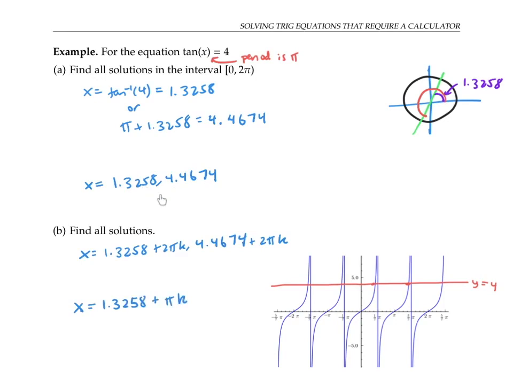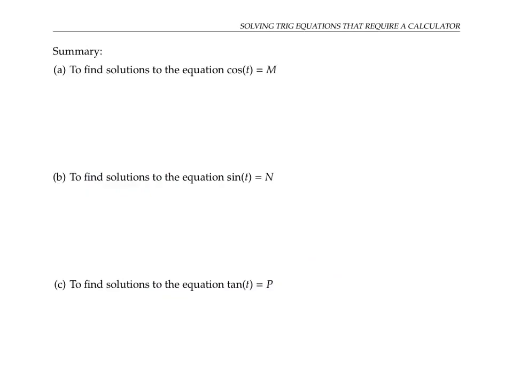Because these two solutions differ by exactly pi, taking the first solution and then adding multiples of pi will capture all solutions corresponding to both of these principal solutions. To summarize, to find all solutions to cosine t equals m, we need to find first cosine inverse of m, then take 2 pi minus this solution, and add multiples of 2 pi to both.